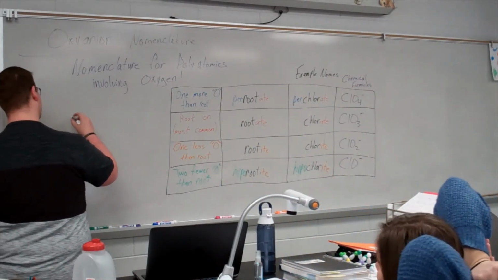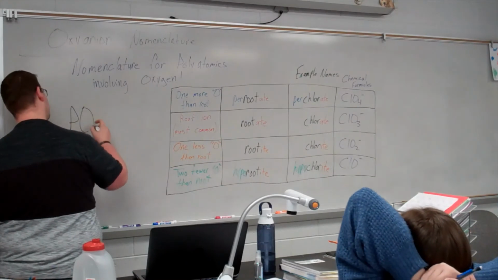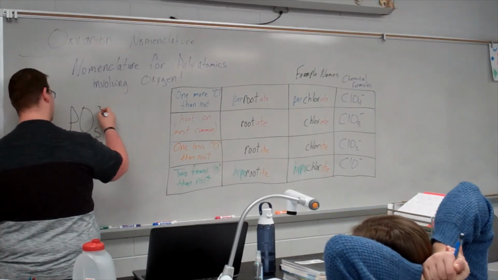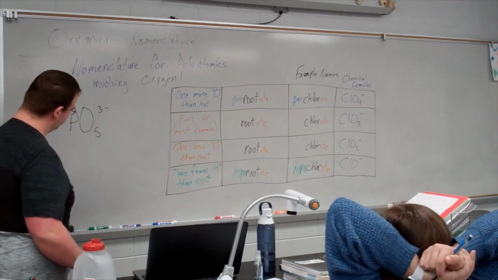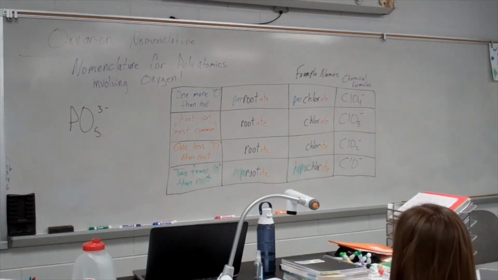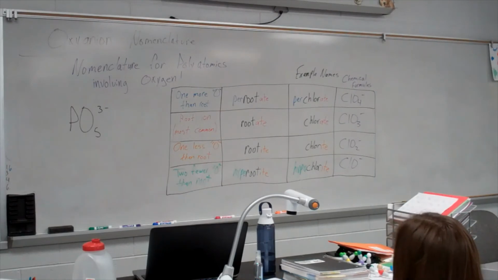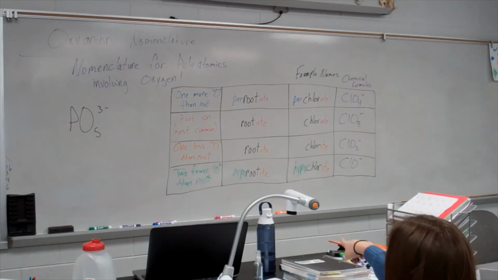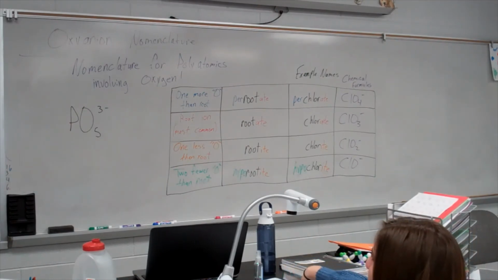Oh yeah, this would be a good one. I wanted to do this one on your quiz, but I couldn't. P.O. box, post office box. PO5 3 negative. Okay, give me a second. Perphosphate. Just, perphosphate.